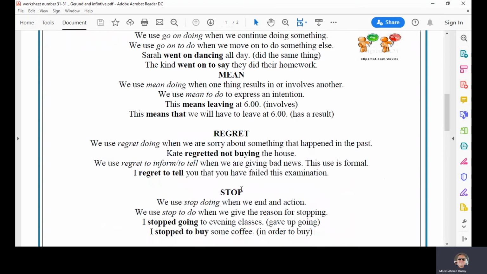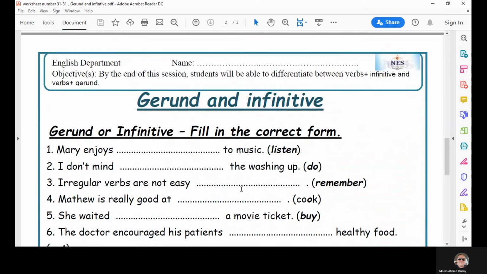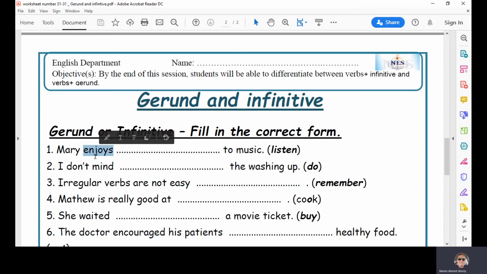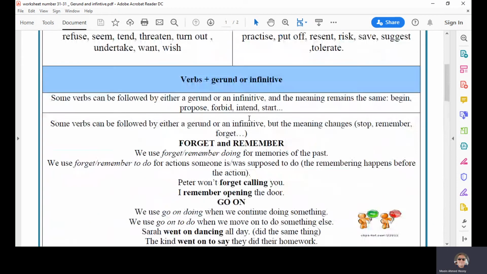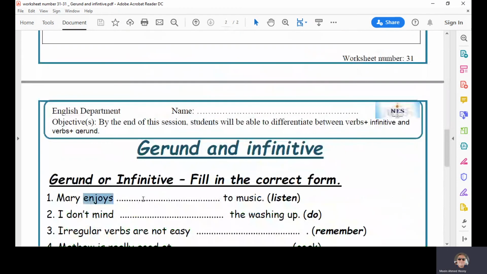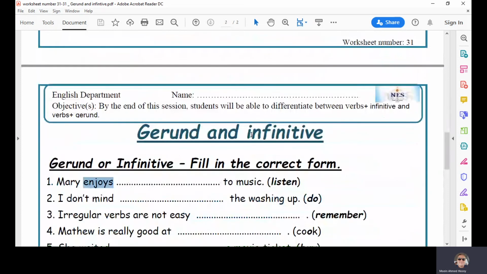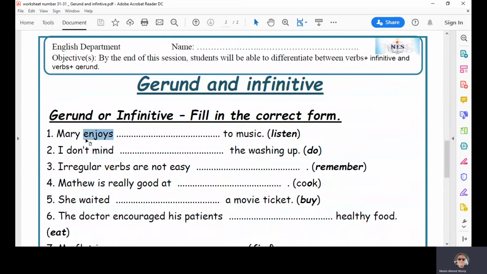Okay? Here are some exercises. They are very important to try to do. I prefer, or it is strongly recommended, that you do it after studying. Don't just check, like, enjoy, and find enjoy somewhere here and find that it is enjoy to listen or enjoy listening because it's here in this sheet. No, try to memorize where enjoy is, not just enjoy, I mean all the verbs mentioned in the previous sheet, and do the exercise yourself.